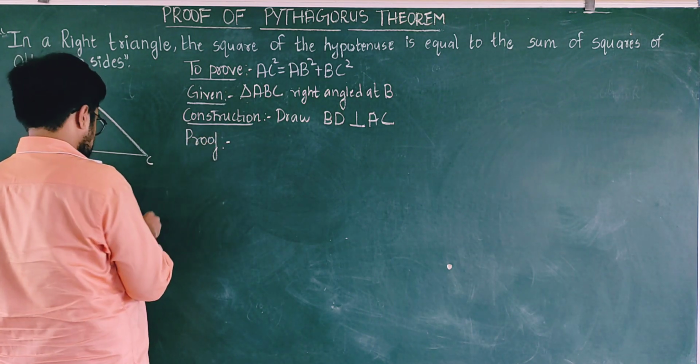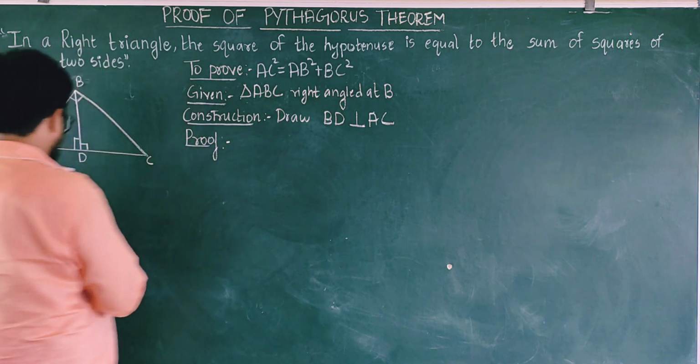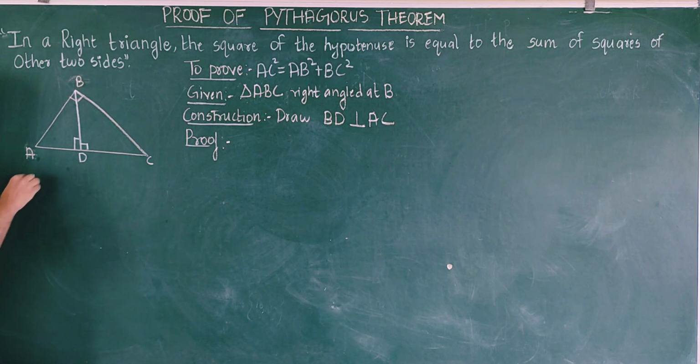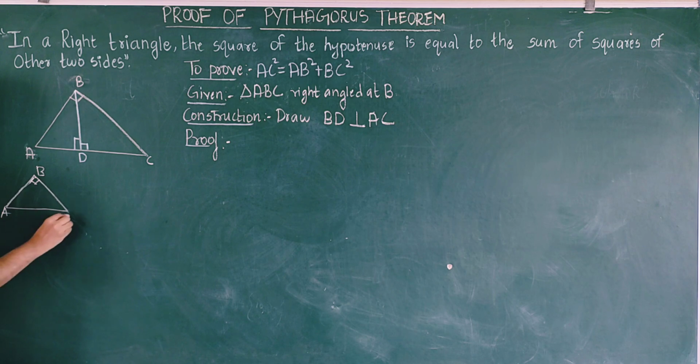So what is the proof? Now, I told you, after I did the construction, I can see 3 triangles here. I will just draw the 3 triangles. The first one is the original triangle, right angled at B, and the remaining vertices are A and C. This was the first diagram. I will just put 1 here.